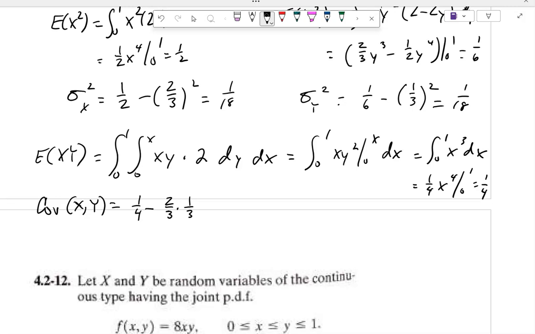So then to compute your covariance, you do the expected value of xy minus the expected value of x times the expected value of y. We computed the expected value of x to be 2/3. We computed the expected value of y to be 1/3. So I've got a quarter minus 2/9. I've got to go all the way to 36 for a common denominator there, don't I? I got a 4 and a 9. 1/4 is 9/36. 2/9 is what? 8/36. So we get a 1/36 when we're done.